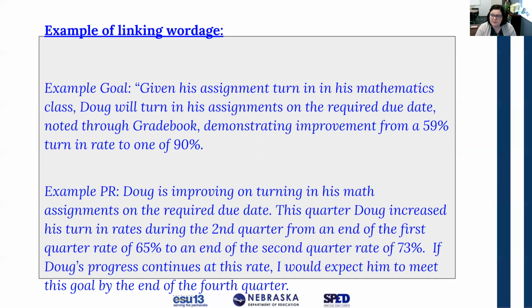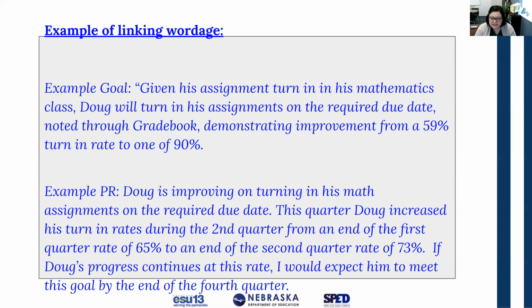So we're going to take some elements of that to make sure that we link our progress report very clearly to the goal. The example progress report comment might be: Doug is improving on turning in his math assignments on the required due date. So we've analyzed it and we said there is improvement. This quarter, Doug increased his turn-in rates during the second quarter from an end of the first quarter rate of 65% to an end of the second quarter rate of 73%. You'll notice that we used percentages to report this. In addition, what we noted in there is the time frame.